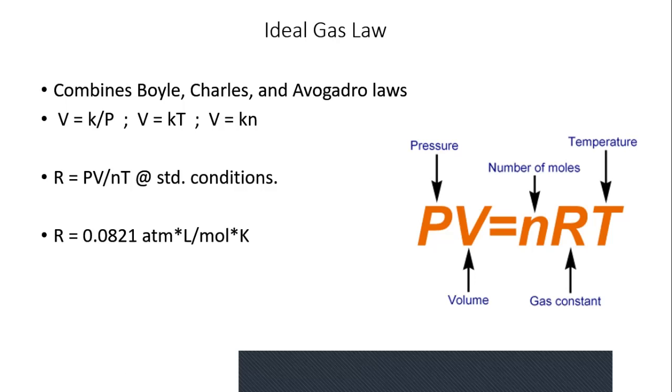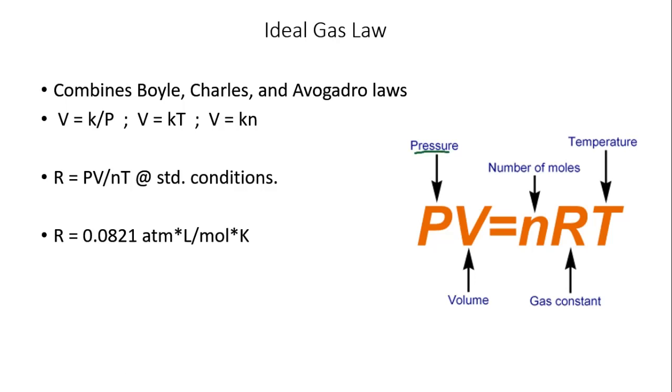And so P, of course, stands for pressure. V is for volume, and pressure here needs to be in atm. Always atm, and we'll explain why in a second. Volume needs to always be in liters. Of course, n is the number of moles. R is the gas constant. We'll talk about that in just a second. And temperature needs to be in what unit? That's right, it needs to be in Kelvin.